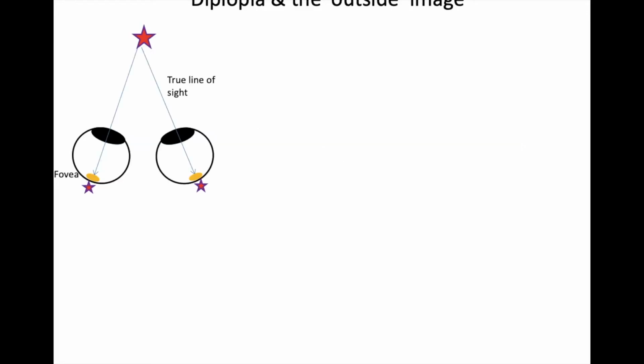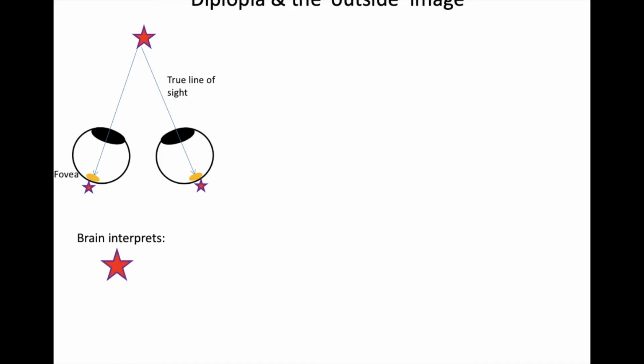First, let's look at this example of a normal situation. Someone fixating on an object right in front of them, a single object. In fact, this red star here. Light from the red star projects onto the fovea of the eyes concentrating on it, and the brain correctly interprets this as a single image straight ahead.